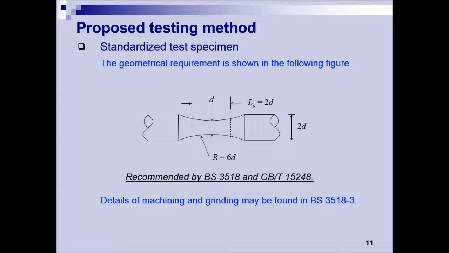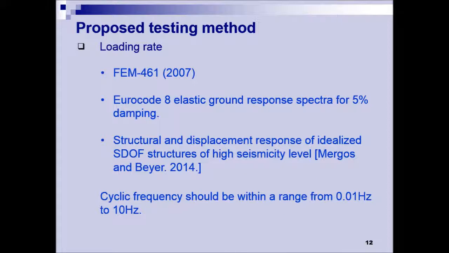In order to prevent buckling, a funnel-shaped test specimen is adopted according to BS 3518 and GB/T 15248. After considering recommendations given in FEMA 461 and displacement responses of single degree of freedom systems, the acceptable loading rate is proposed to range from 0.01 Hz to 10 Hz. A triangular cyclic shape is considered to be suitable.